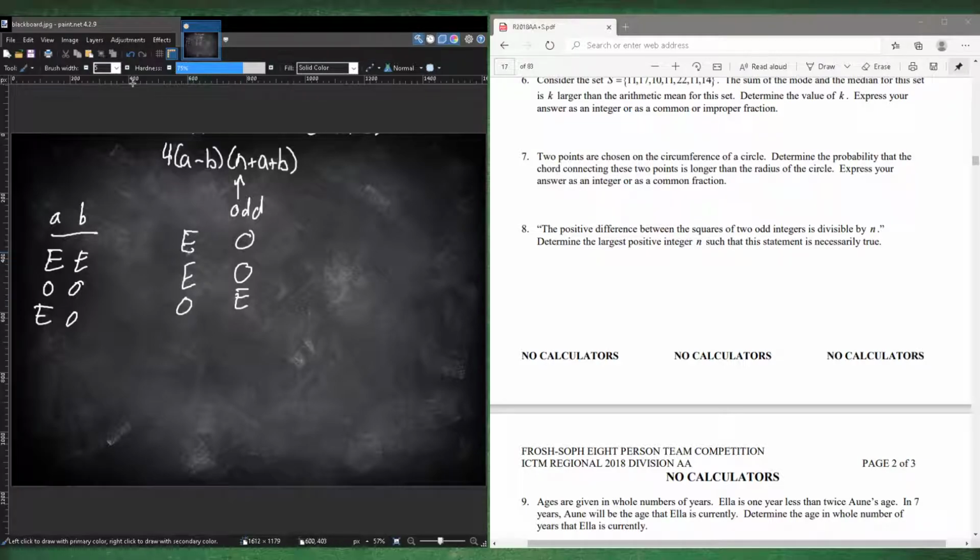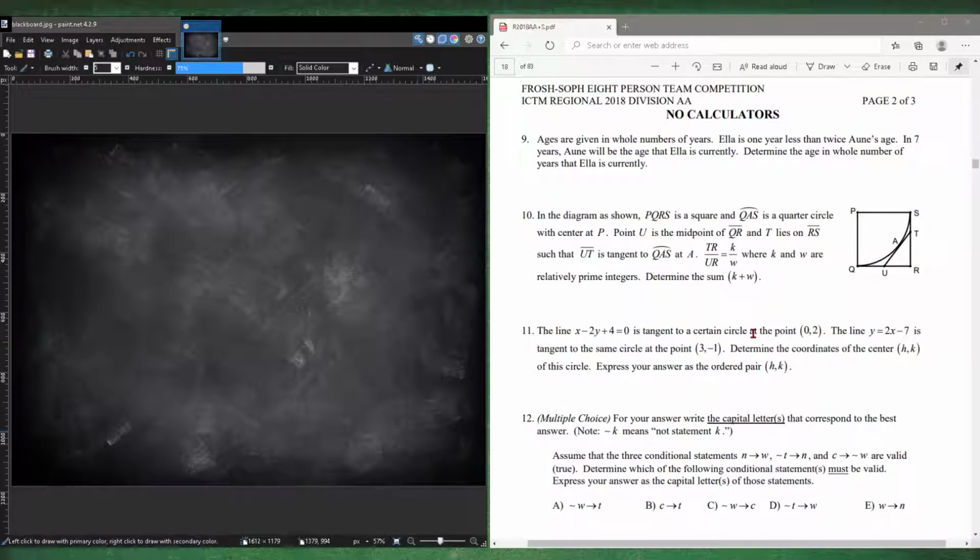So what's the smallest even? Well, that's 2, and there's still 4 here, so 2 times 4 is 8. So that is our largest possible divisor, which is also our largest possible answer. So our answer for number 8 is 8, coincidentally.